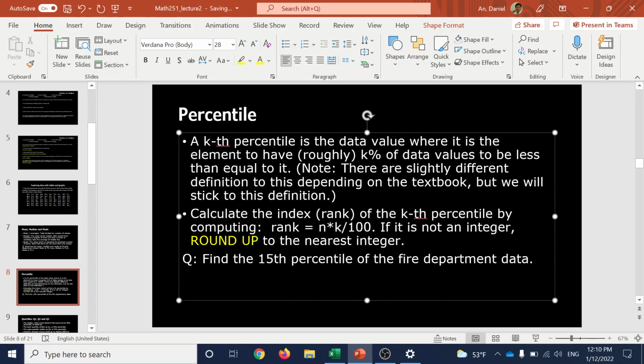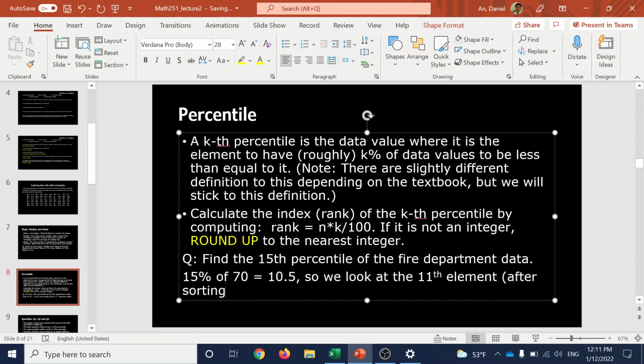Okay, so the answer to this is: 15% of 70 is 10.5. So we look at the 11th element after sorting, which is 63 seconds.